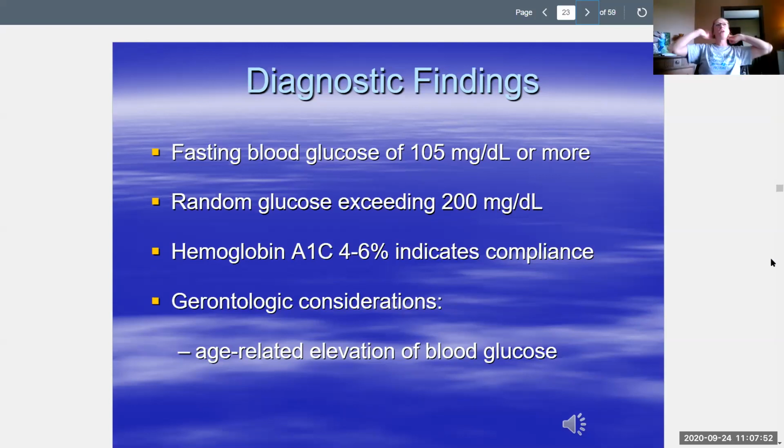B, if they're over 8, that could indicate that they're just non-compliant. If they're already diagnosed diabetic, then if they're over 8, they've definitely been non-compliant. And then we have our gerontological considerations, age-related elevation of blood glucose as well. But our A1C is really a definitive factor in helping diagnose diabetes and helping diagnose whether or not they're compliant with their blood sugar levels.